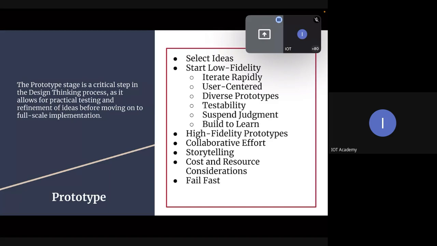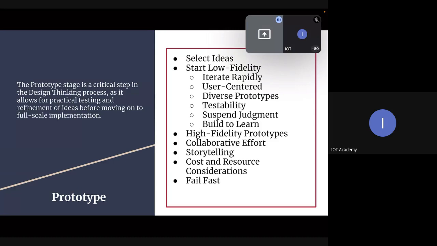Then cost and resources consideration. Of course, when we are talking of solving a problem, we have to understand what is the cost that will be incurred to solve the problem in the way you want to solve it, and the resources that you want. Maybe you don't have that kind of money and resources, so you will have to design your prototype keeping in mind the cost and the resources that you have. Understand, at this stage, it is easier to fail fast, and it is better.